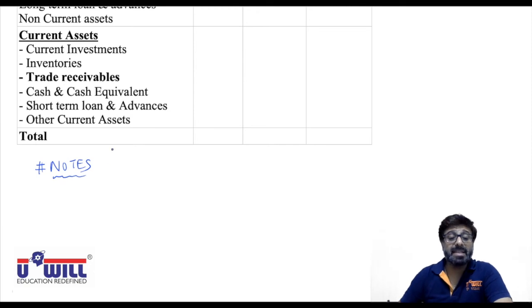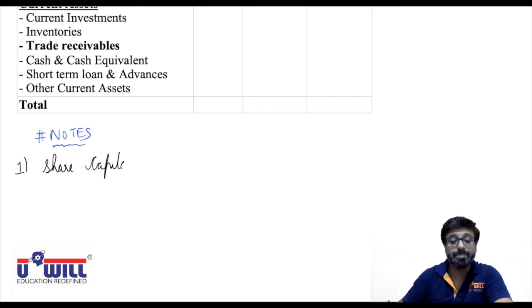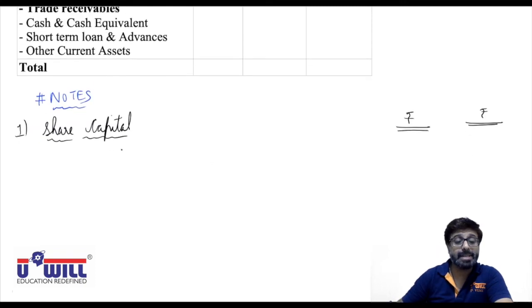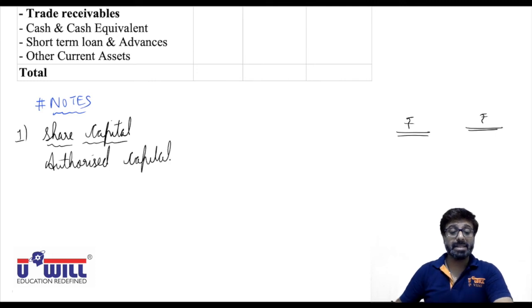So I hope everyone has done the format. Now the first note will be of share capital. Okay, the first note we will make is of share capital. First, authorized capital. Now, authorized capital is given in adjustment 1. So that is what we are supposed to write.